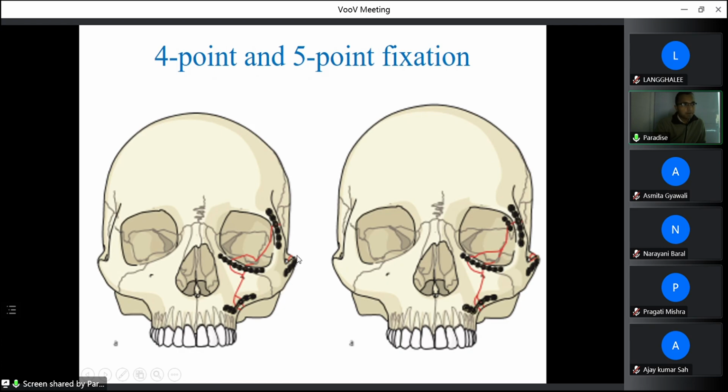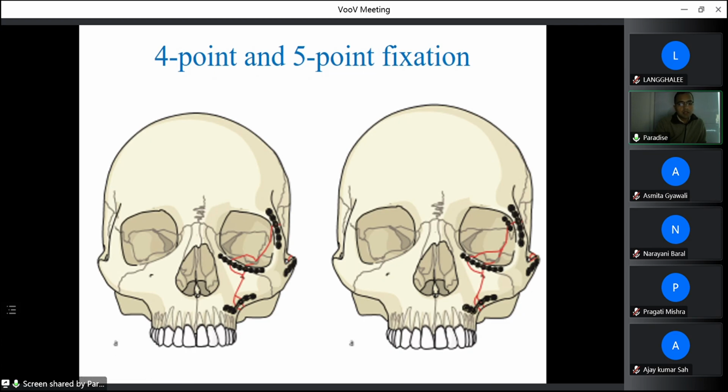Now, for 4-point fixation, along with these 3 fixations, you have to put the plate at the zygomatic arch area. And you have to remember that in all other places, we use the 1.5 mm system, the thin plate. In case of the zygomatic arch, because it is a thick bone and the masseter muscle is also attached there, you have to plate with the 2 mm system. You have to place the 2 mm plate and monocortical screw 2 by 6 mm.